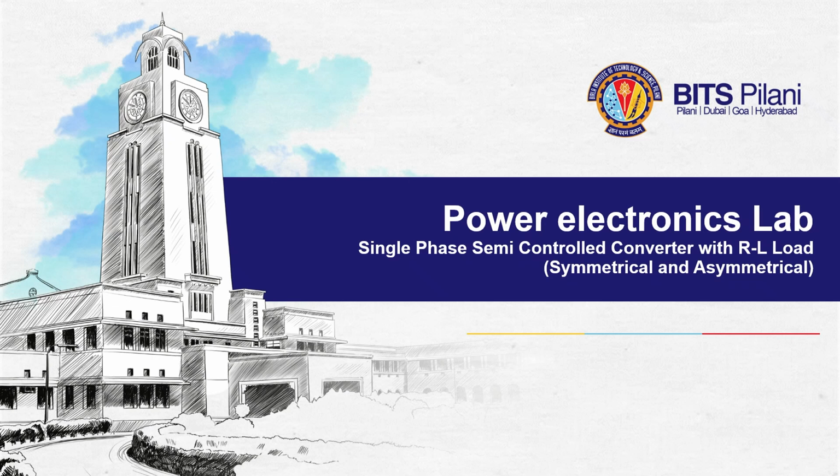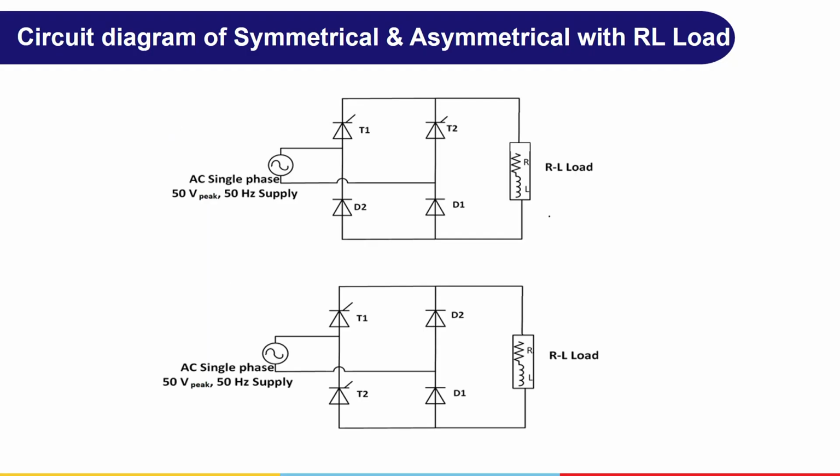In this section, we are going to learn about the single-phase semi-controlled converter with R and L load, symmetrical and asymmetrical. Circuit diagram of symmetrical and asymmetrical with RL load. So the first circuit is symmetrical, the second one is an asymmetrical circuit.